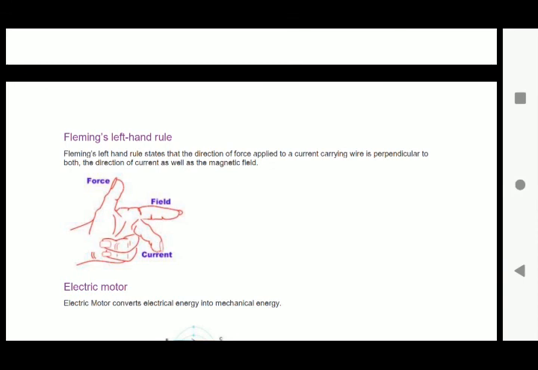Today we have learned the magnetic field lines produced by a circular loop, magnetic field lines produced by a solenoid, the principle of electric motor and moving coil galvanometer, and what is Fleming's left hand rule.